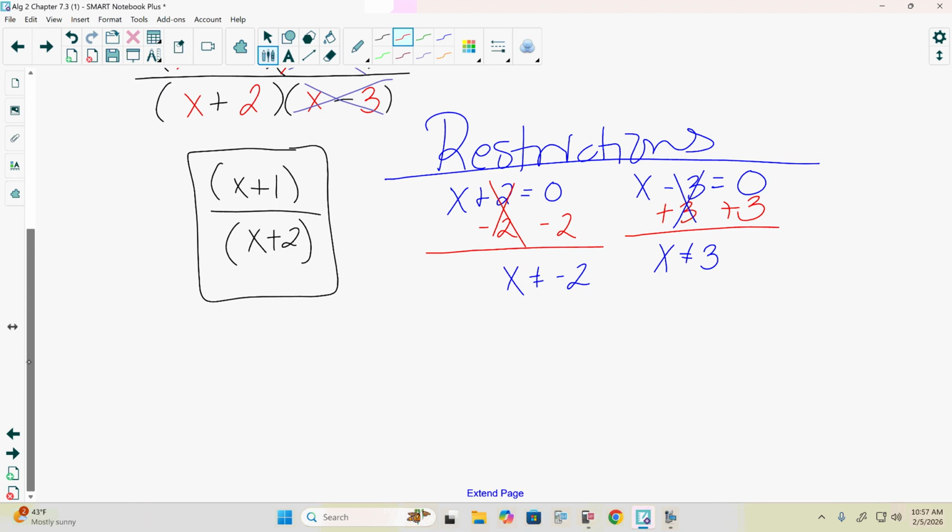If this is an answer choice, and I plug 0 in, well, 0 plus 1 is 1, yes? 0 plus 2 is, it's the exact same thing, so they are the equivalent expressions.